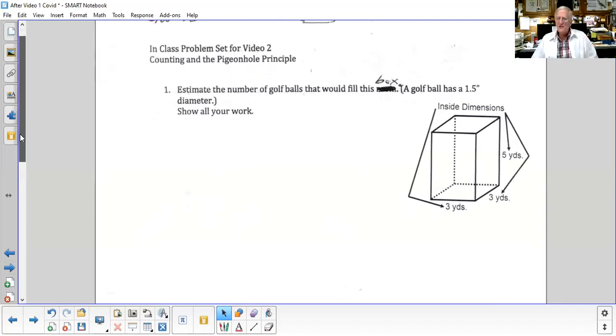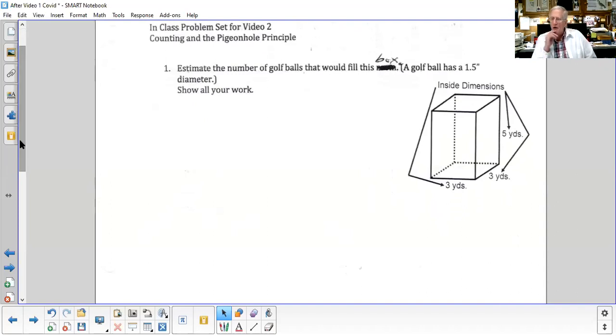It says, estimate the number of golf balls that would fill this box. A golf ball is 1.5 inches in diameter. Show your work. Now, we'll assume these dimensions are the inside of the container, not the outside. And we'll assume that the golf balls go right next to each other.